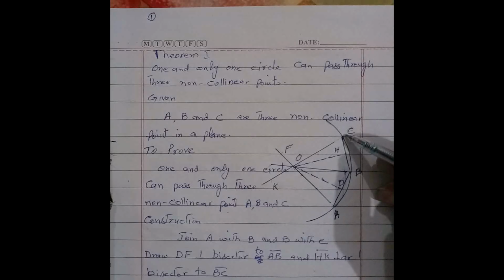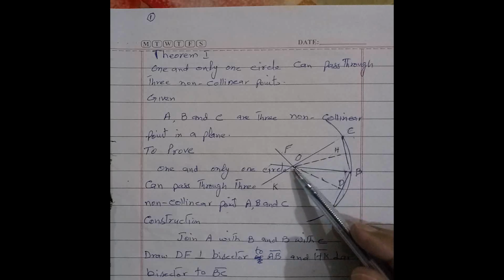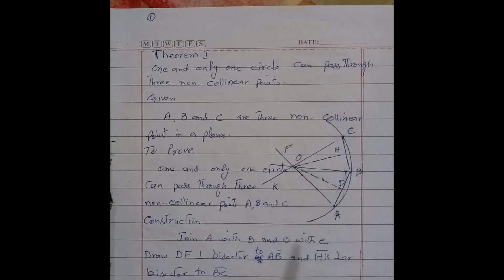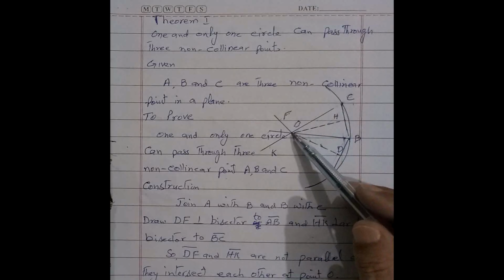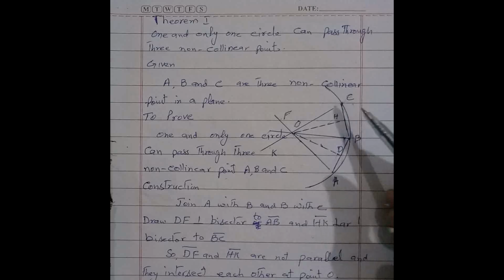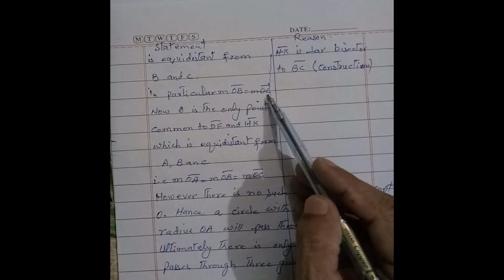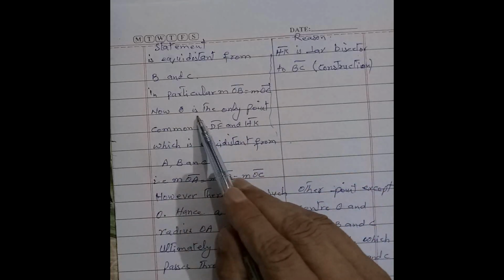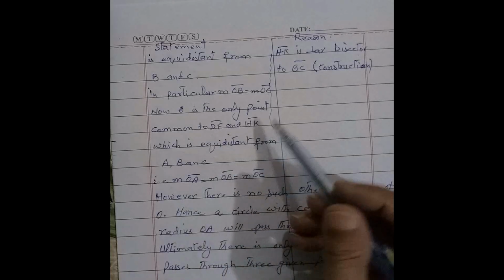And similarly, for BC the perpendicular bisector is HK, and by the same reference, any point on HK is equally distant from B and C. This is measure of OB is equal to OC. It means now O is the only point common to DF and HK.